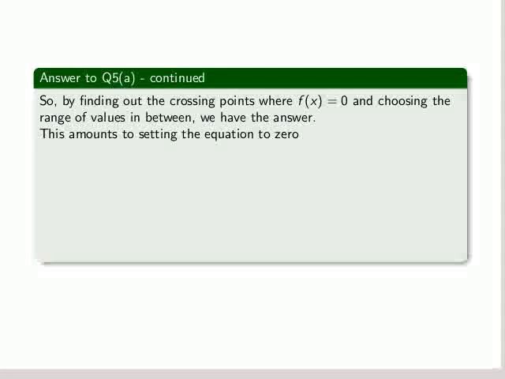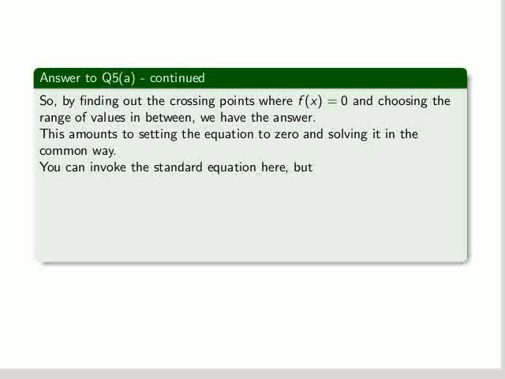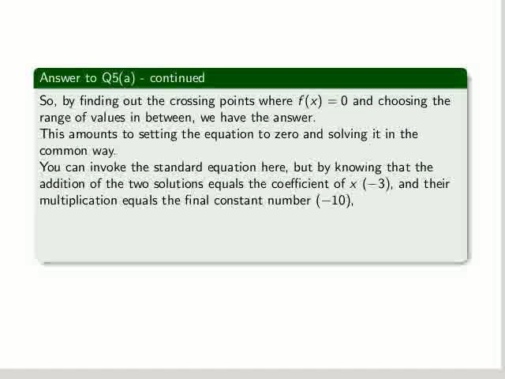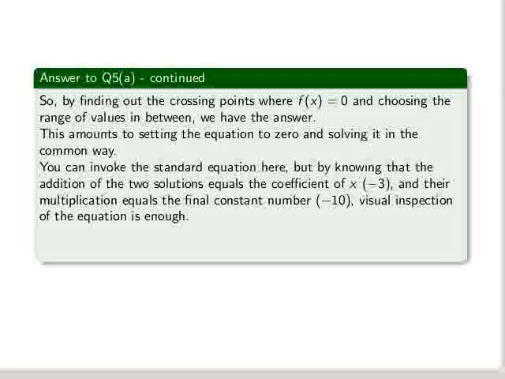This amounts to setting the equation to 0 and solving it in the common way. You can invoke the standard equation here, but by knowing that the addition of the two solutions equals the coefficient of x, in this case minus 3, and their multiplication equals the final constant number, minus 10 in this case, visual inspection of the equation is enough.